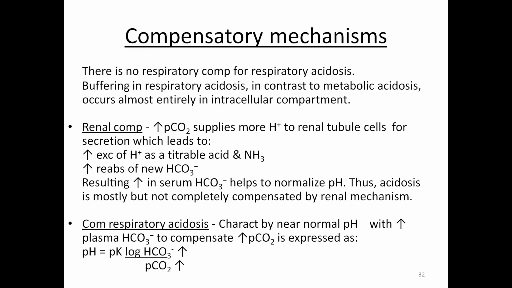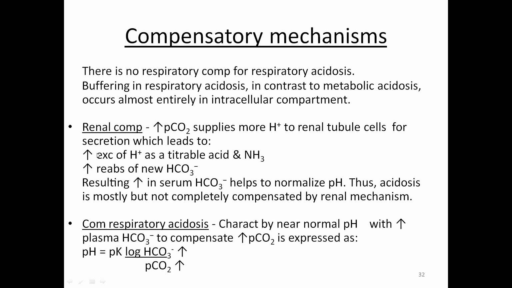Now, there is no respiratory compensatory mechanism for respiratory acidosis. Buffering in respiratory acidosis, in contrast to metabolic acidosis, occurs almost entirely in the intracellular compartment. So in this case, there will be renal compensation. Increased PCO2 supplies more hydrogen to renal tubule cells for secretion.